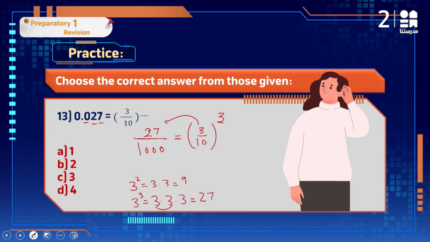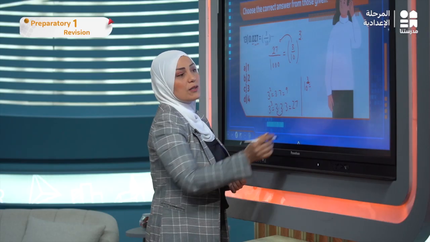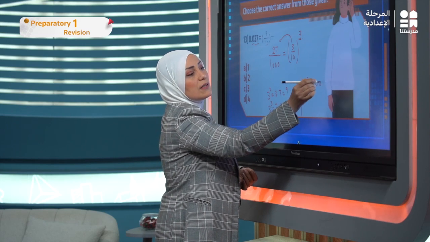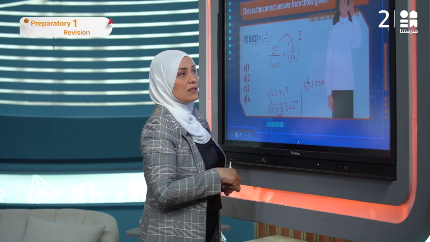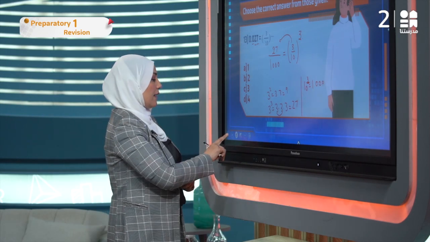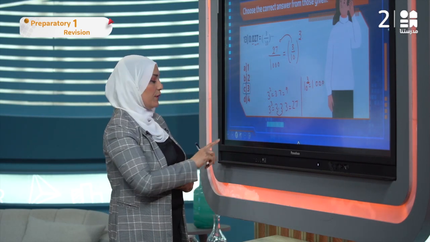What about 10, to be sure? 10 to the power of 3, it means 10 times 10 times 10, or immediately we have 3 as exponent, so we have to put 3 zeros. The number of zeros is equal to the number of the exponent. Okay, so the correct answer is to the power of 3.